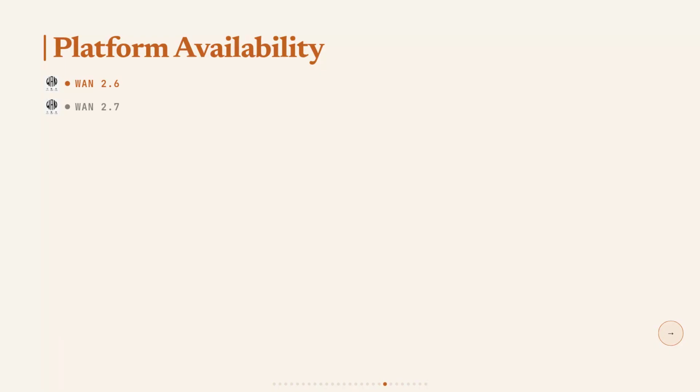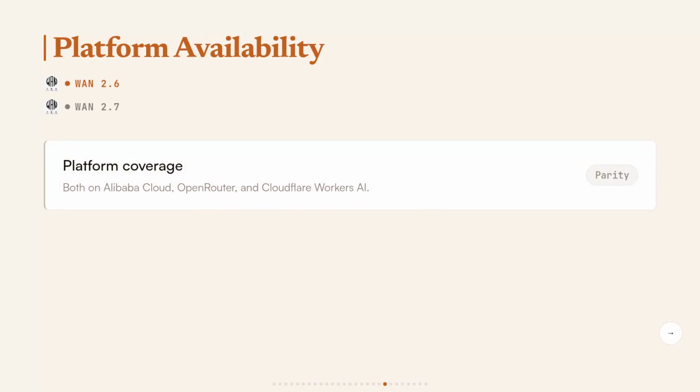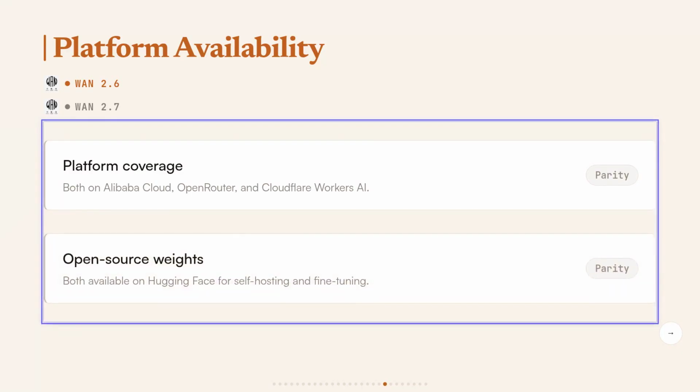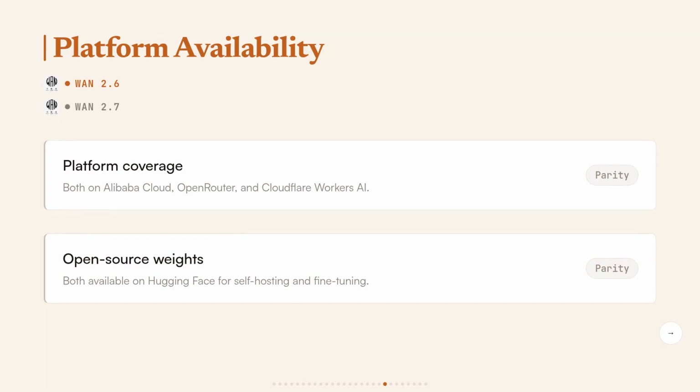WAN 2.6 and WAN 2.7 both run on Alibaba Cloud, both are on OpenRouter, both are on Cloudflare Workers AI, and both have open weights on Hugging Face for self-hosting. 3 platforms plus open source weights, identical for each model, so there's no platform advantage either way.